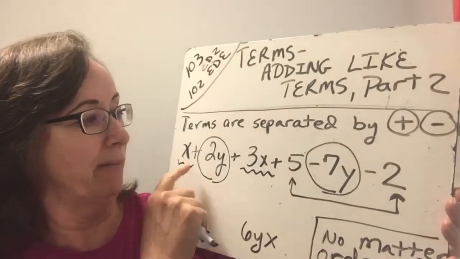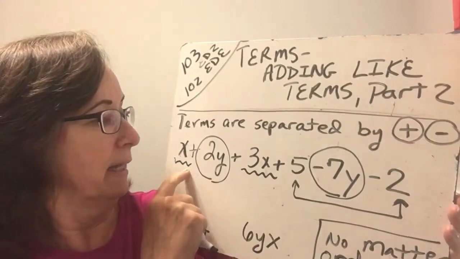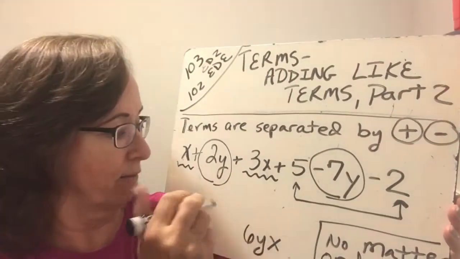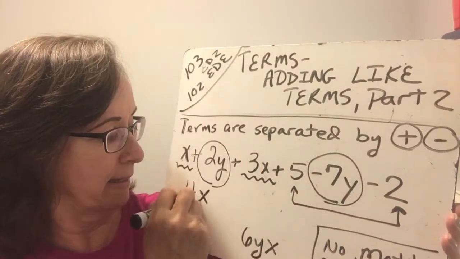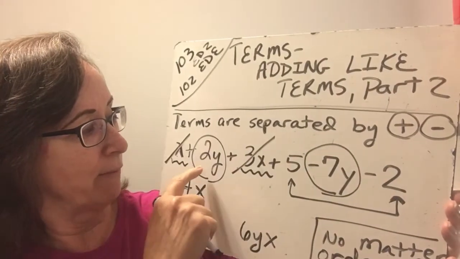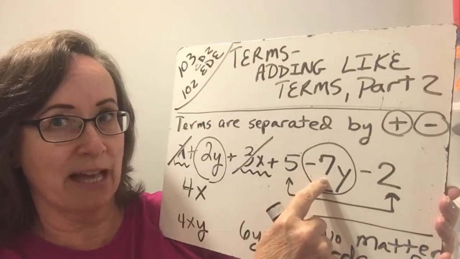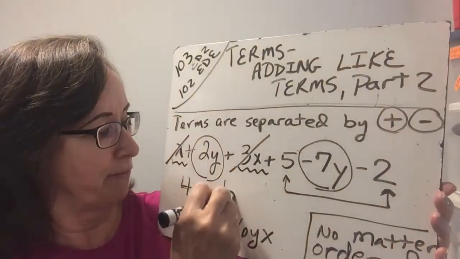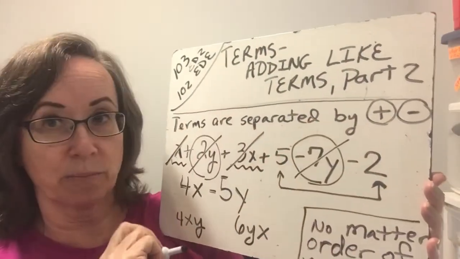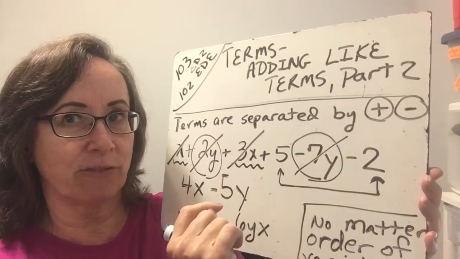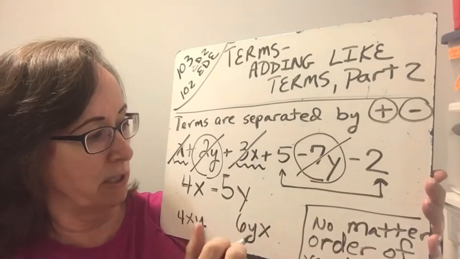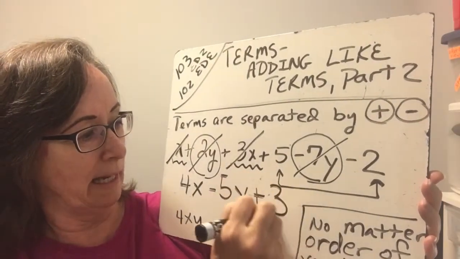So we can add the two X terms together. X is the same as 1X plus 3X's is 4X. So we have 4X, and that's going to take care of the X terms. And then we have a 2Y plus a negative 7Y is a negative 5Y. So that takes care of the Y terms. And then a 5 and a negative 2 are both constant terms. So 5 plus a negative 2 is a plus 3.